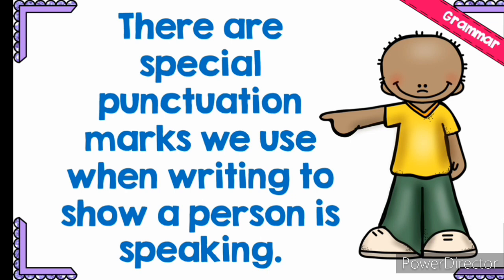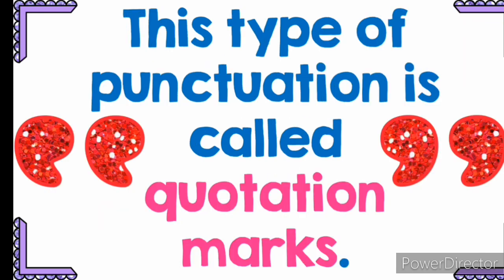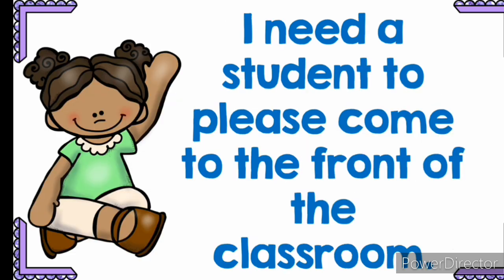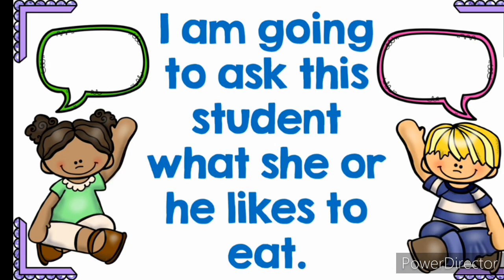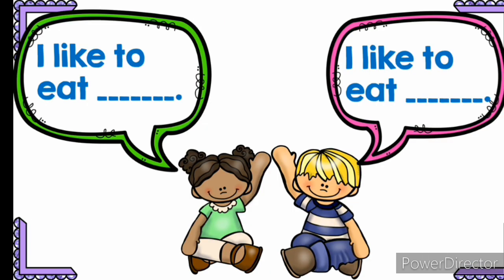Who was the first person to walk on the moon? They are special punctuation marks we use when writing to show a person is speaking. This type of punctuation is called quotation marks. I need a student to please come to the front of the classroom. I am going to ask the student what she or he likes to eat. I like to eat.